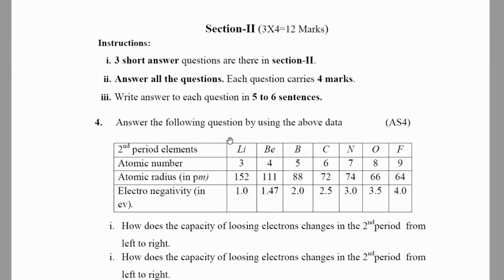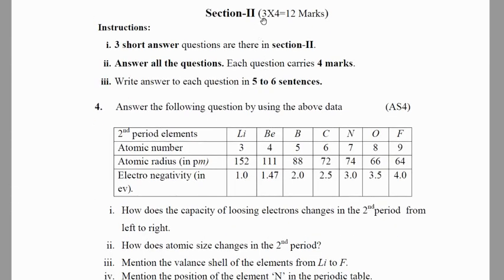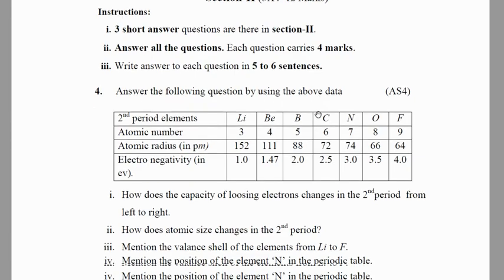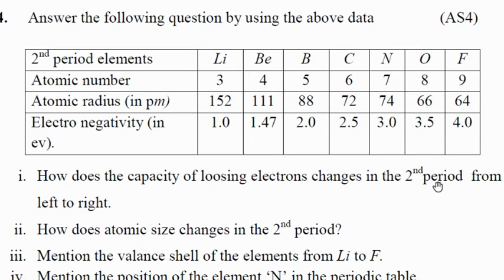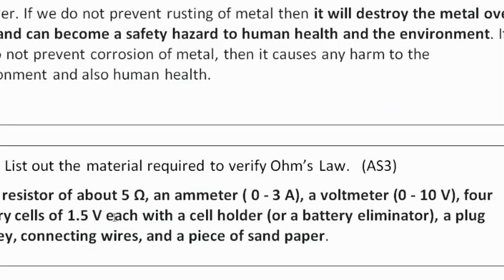Now we will move on to section 2. In section 2 we have 3 questions. Each question carries 4 marks. Total weightage is 12. The first question of section 2 is to answer the following questions by using the above data. So first question, how does the capacity of losing electrons change in the second period from left to right?